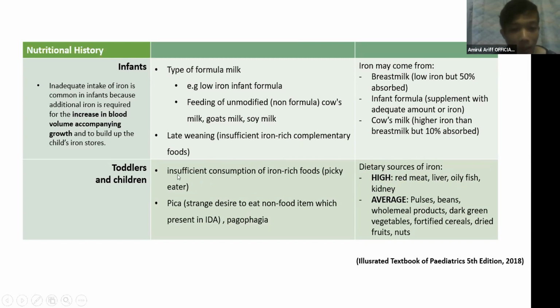And we can ask regarding the symptom of intolerance, some insufficient consumption of iron-rich food. We ask whether they are a picky eater or not, and then the desire to eat non-food items, which is present in IDA, and pagophagia. Pagophagia is actually one of the symptoms of iron deficiency anemia, where they want to eat ice or ice drink. They want to eat something cool. That is the thing that we want to ask in the nutritional history.